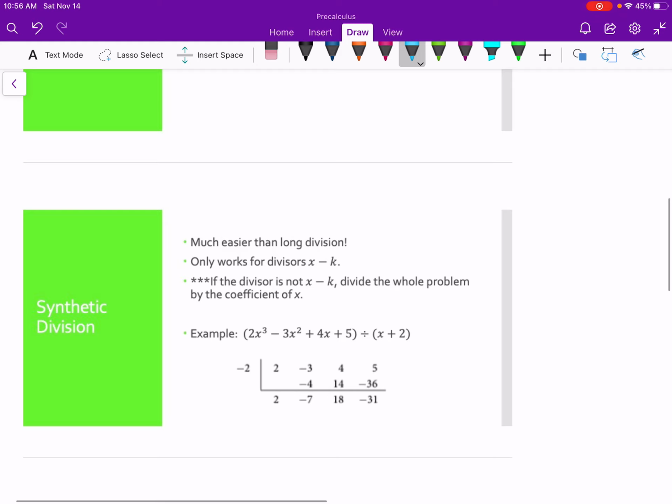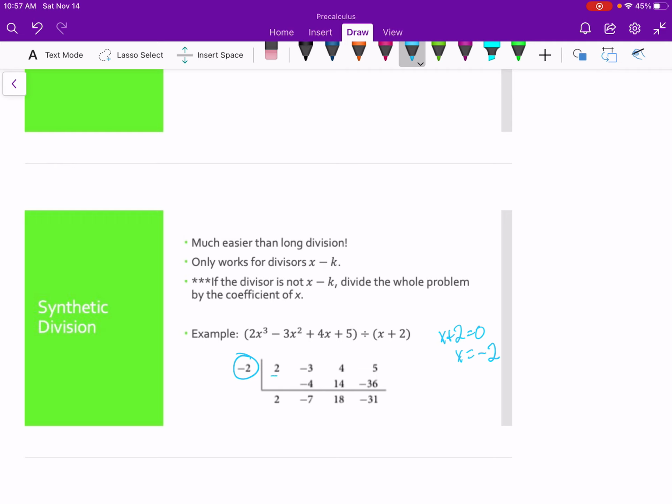Our second method is synthetic division. It's much easier than long division, but it only works for divisors x minus k. So if the divisor is not x minus k, you have to divide the whole entire problem by the coefficient of x. So for example, when we take 2x cubed minus 3x squared plus 4x plus 5 divided by x plus 2, okay, we say, okay, x plus 2, let's set that equal to 0. And we get that x equals negative 2. So that's what goes on the outside.